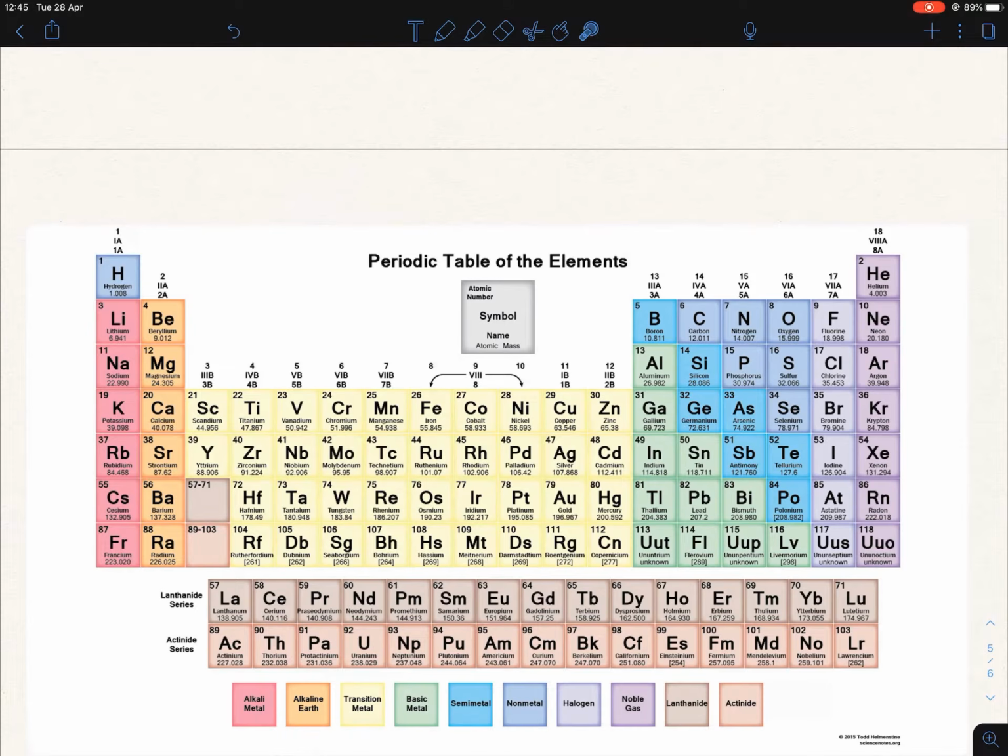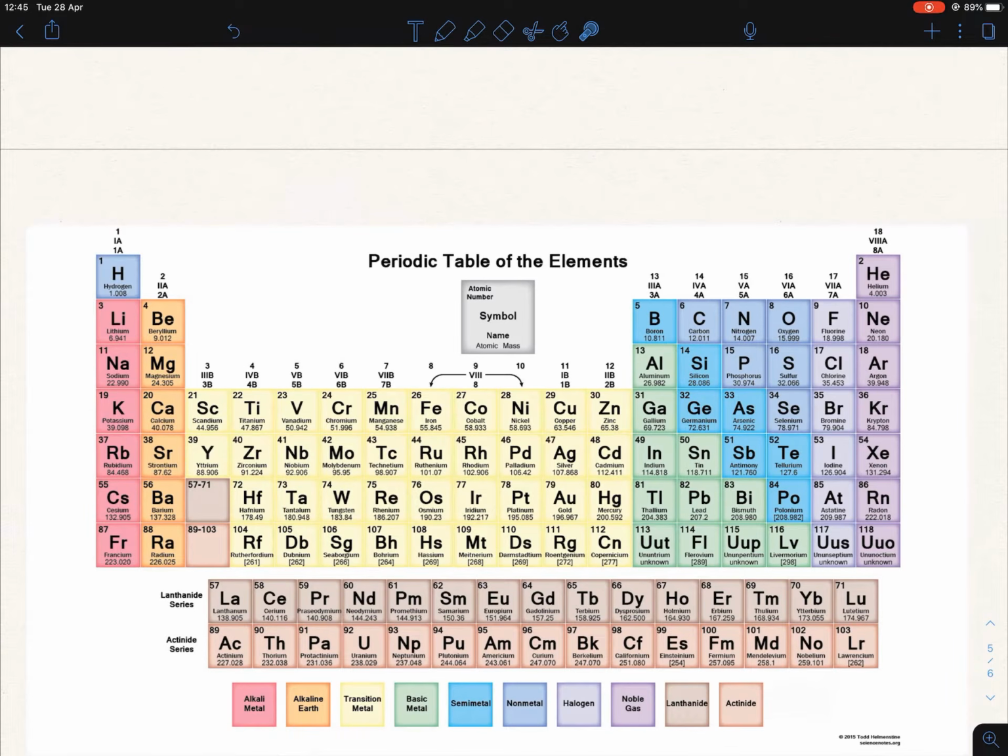Lots of students are under the pressure that they have to learn off these numbers up here and down here. They don't. Do not learn off those numbers at all, guys. All you need to do is pay attention to the log tables and be able to read the periodic table rather than learn it off.